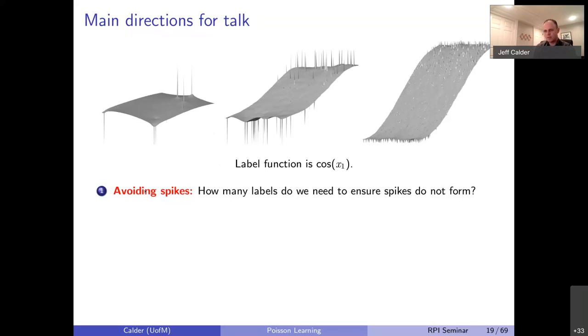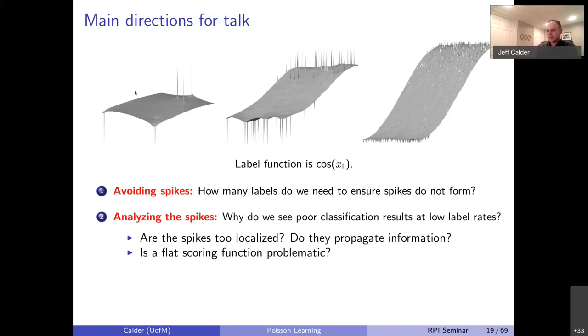So the first part of the work, I'll tell you about a theoretical result saying what is the sharp cutoff at which I am in the picture on the right side versus the picture on the left side. The second part, I will start to analyze more closely why we see such poor classification results when the spikes are present in this very low label rate regime. It was sort of assumed that the spikes are too localized and they don't propagate information, but this was never something that was looked at closely.